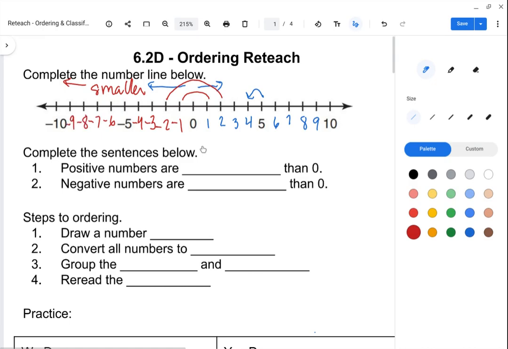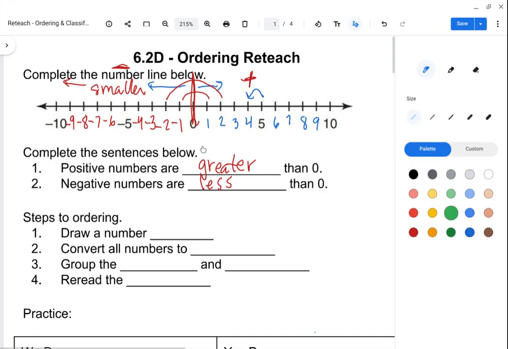Remember, every number has an opposite and they are the same distance from 0. So all the numbers that are positive are greater than 0. All negative numbers are less than 0. So 0 is always before every negative. Every positive is always before every negative.